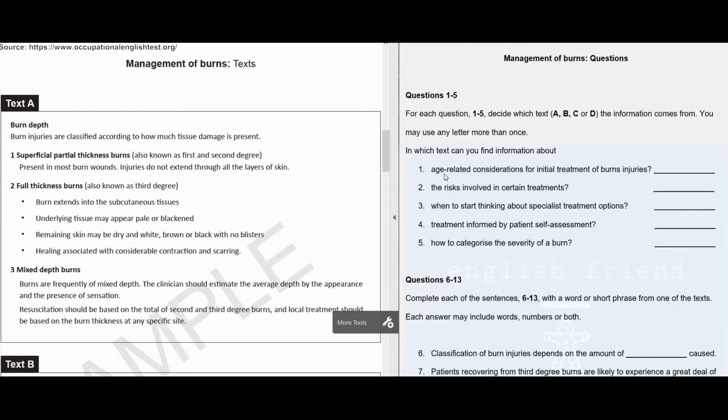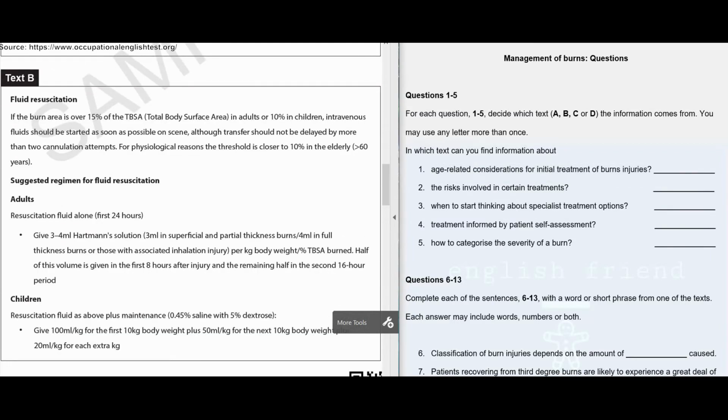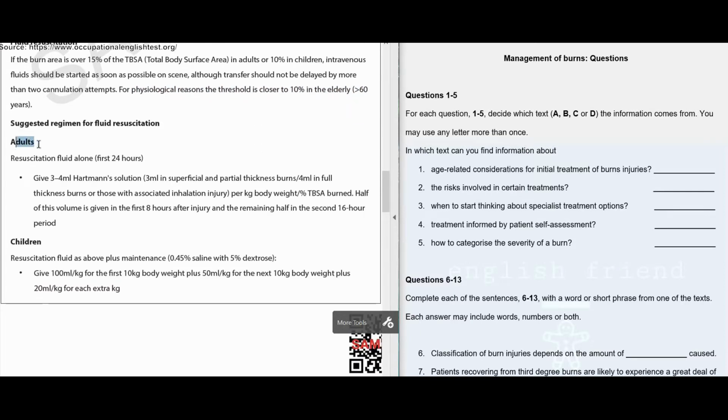Question number 1 in part A. Age-related considerations for initial treatment of burn injuries. Now this information can be found in text B, where they're talking about fluid resuscitation. And here you may see they are dealing with two groups of people, children and adults. In the last line of the first paragraph, you may see for physiological reasons, the threshold is closer to 10% in elderly, more than 60 years. They're talking about years there. And here you can find the group adults and children. So the answer for question number 1 is B.